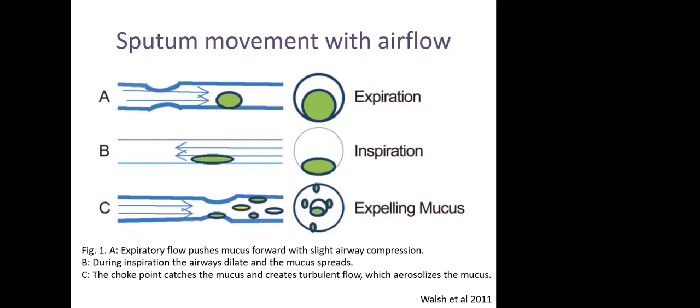In inspiration, the airways dilate and that spreads the mucus out. When we then try to clear secretions through a cough and whatever else we use to augment that, this pinch point, where you get that airway compression, can push that mucus along, and it creates this turbulent flow that shifts the phlegm. So it's quite a nice diagram to visualize what might be happening and think about how it relates to what we do in the interventions that we use.